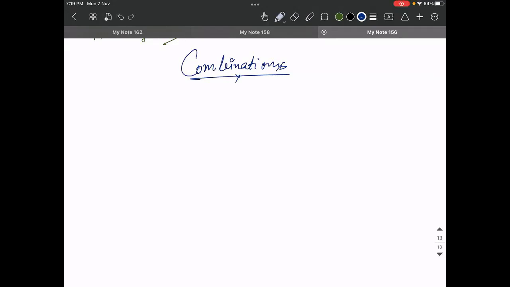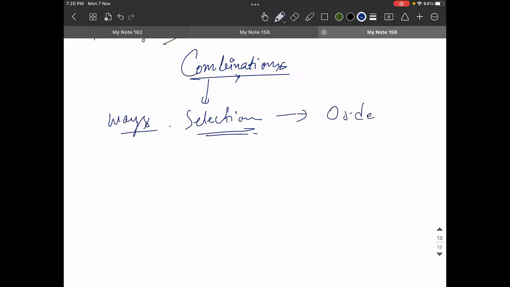Nice, good, nice diagram. Done? So, okay. Combination is just selection. Ways of selection. Order doesn't matter. Okay, order will not matter in selecting.